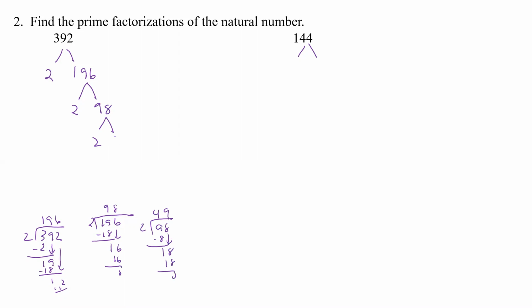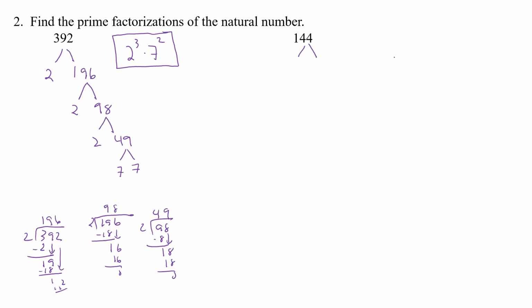So we have 49. Now I have to think about it: 49 is 7 times 7. And we knew 7 is prime, and 2 is prime. So the prime factorization using powers is 2 to the 3rd and 7 to the 2nd. And that would be my prime factorization of 392.